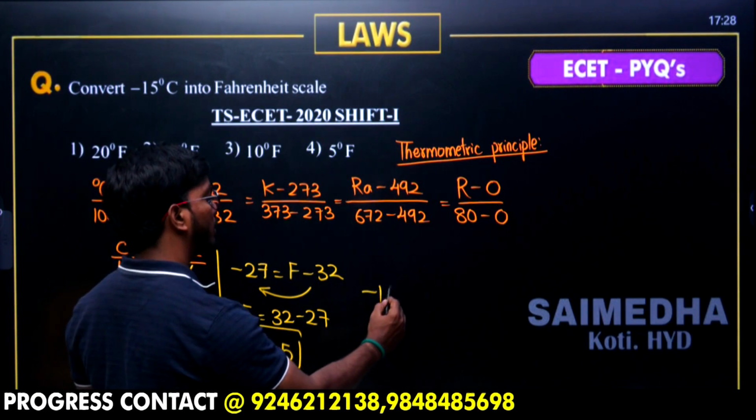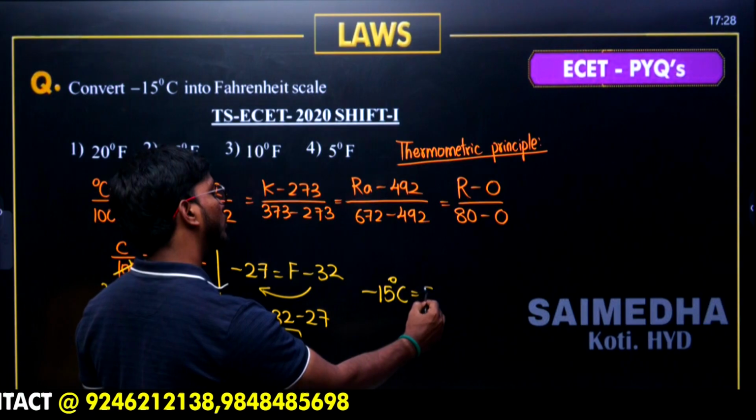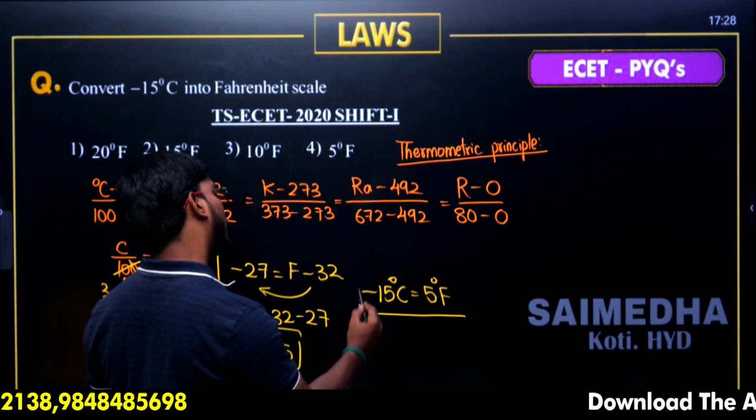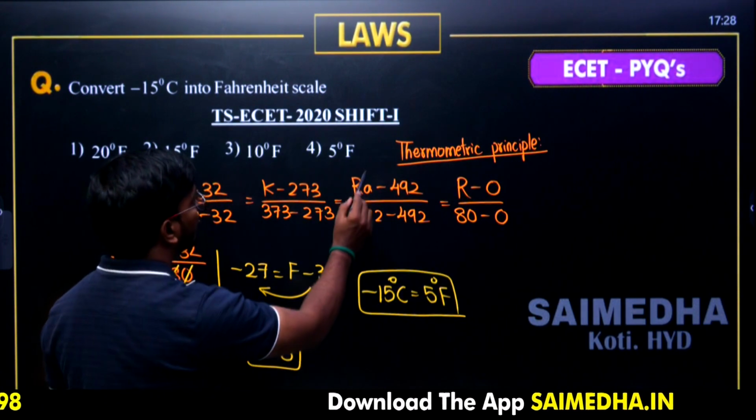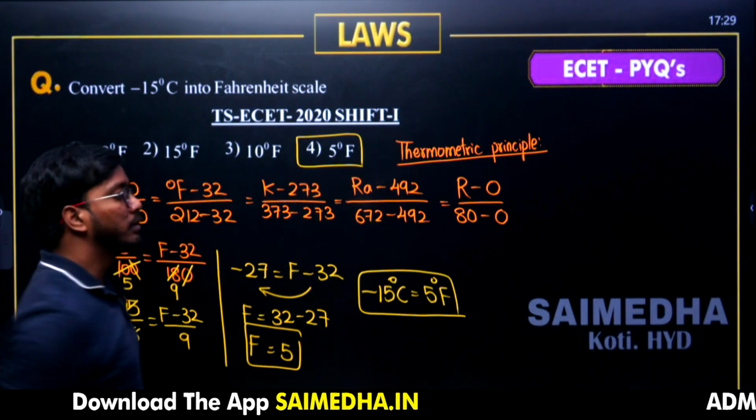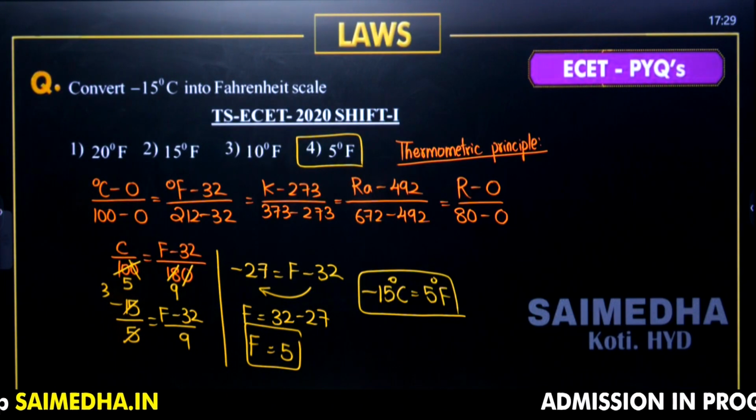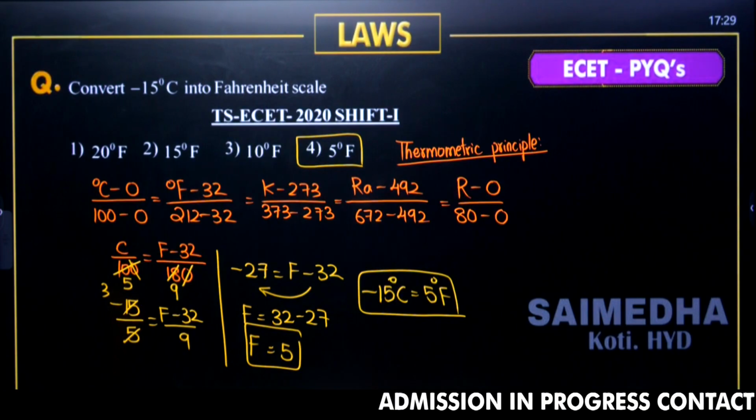So what we can write? Minus 15 degrees Celsius is equal to 5 degrees Fahrenheit. 5 degrees Fahrenheit. This is going to become your final answer. Go through it. Okay, moving on to the next question.